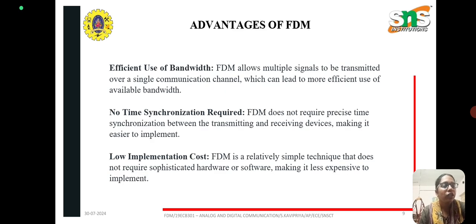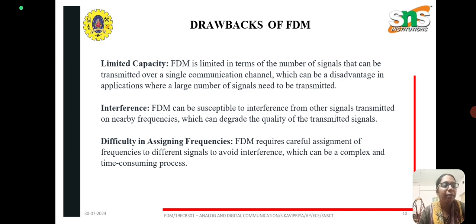The advantage is efficient use of bandwidth. FDM allows multiple signals to be transmitted over a single communication channel, which can lead to more efficient use of available bandwidth. No time synchronization is required. FDM does not require precise time synchronization between the transmitting and receiving devices, as we had in time division multiplexing, making it easier to implement. Low implementation cost. FDM is a relatively simple technique that does not require sophisticated hardware and software, making it less expensive to implement. And the drawback is limited capacity.